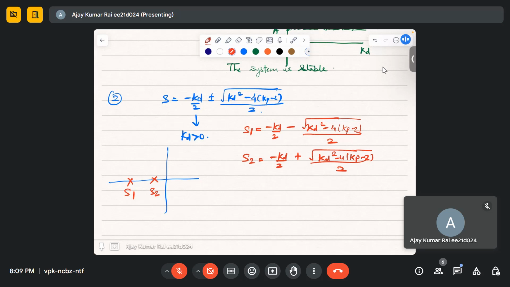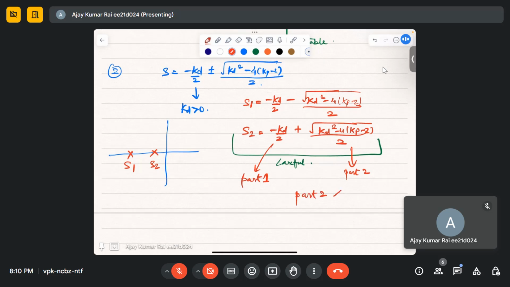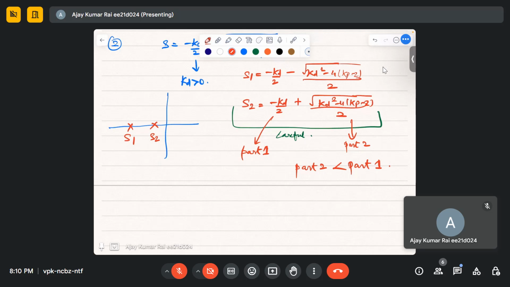I have to be more careful with this, because it should lie in the left hand side. So this is part 2 and this is part 1. Part 2 has to be less than part 1, right? Then only it will be negative. In the summation of a negative and a positive value, if the negative is more, the overall summation will be negative. That's what I'm doing, just comparing these two values.